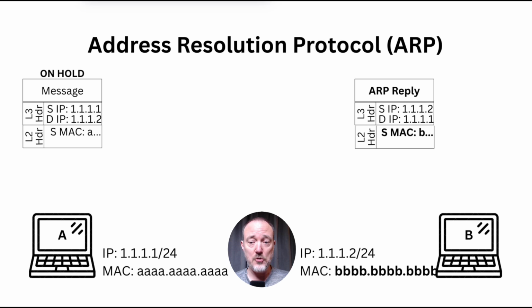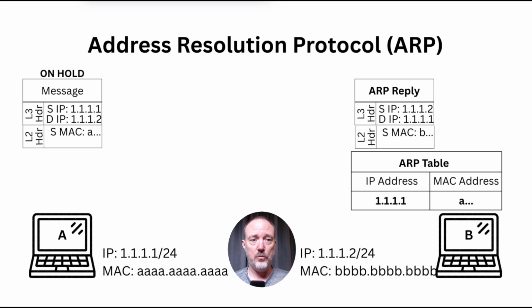PCB puts its own MAC address as the source, which is all B's for this example. Then it consults its ARP table to see if there is an entry for an IP address of 1.1.1.1. Well, PCB does in fact have that ARP entry because it just got that broadcast, that layer 2 broadcast from PCA.